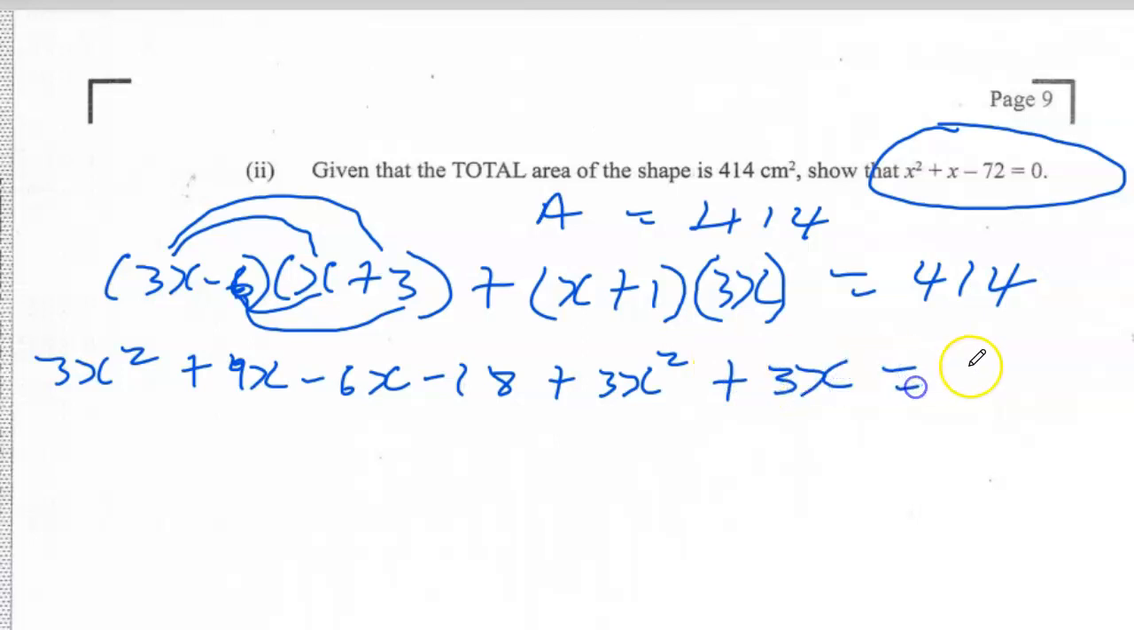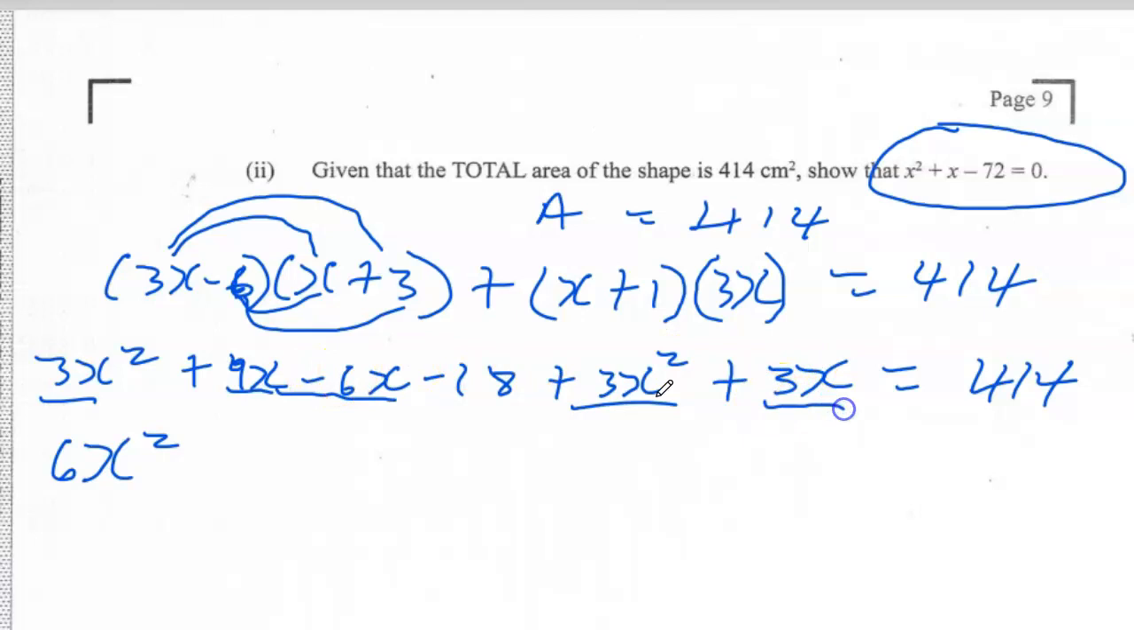Equal to 414. So we can group the like terms. Notice we have a 3x squared, another 3x squared, so that's 6x squared. Grouping the x terms now, we have 9x take away 6x, that's positive 3x, and also this positive 3x, that's 6x. And the constant, we have minus 18, equal to 414.